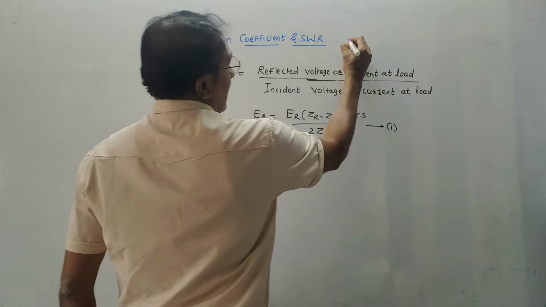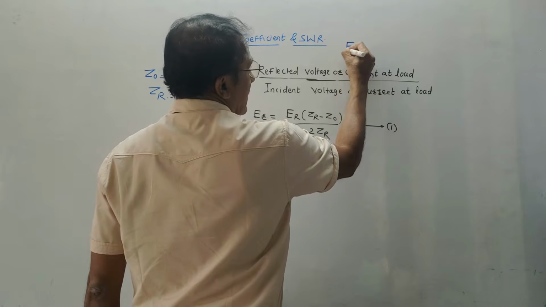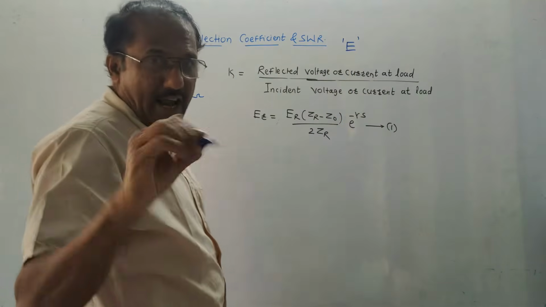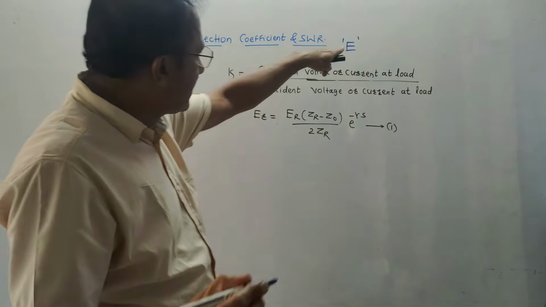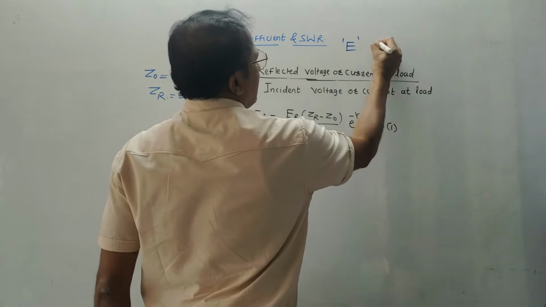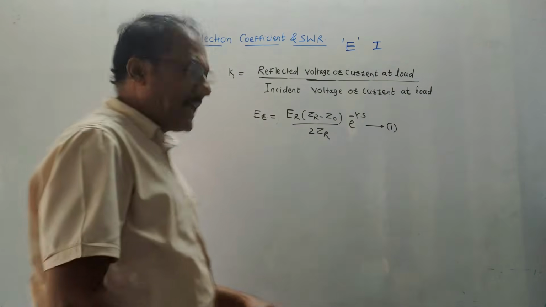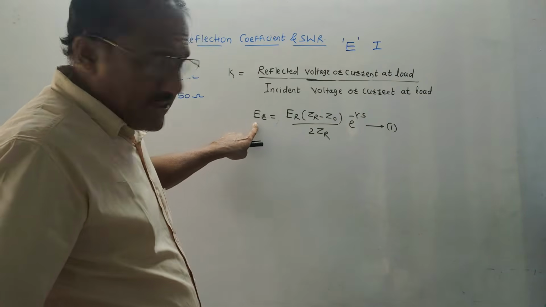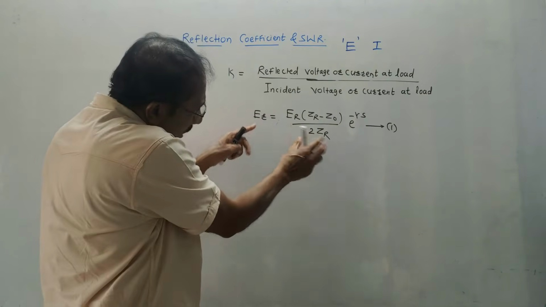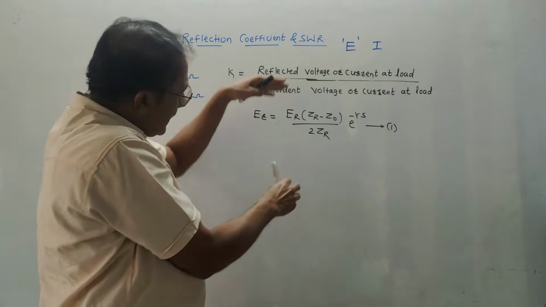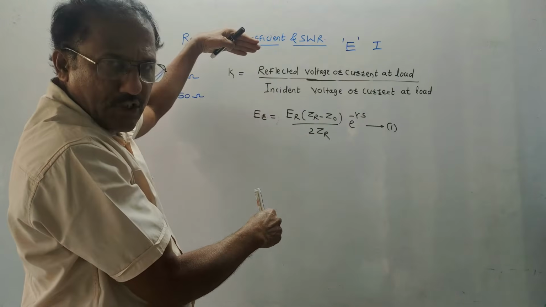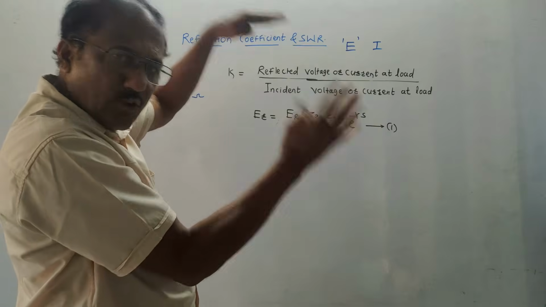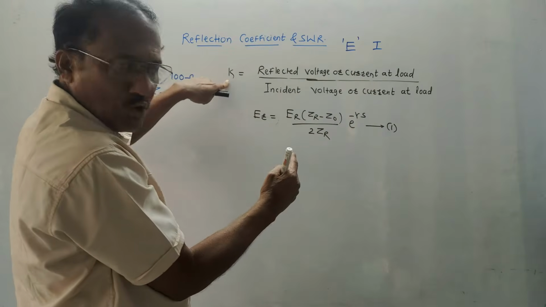Keep in mind, in case of transmission line, voltage is denoted by E and not by the letter V, whereas current is denoted by the normal notation, that is I. Now, the derivation starts with this equation. Actually, you don't have to derive this equation number 1. Presently we are calculating the value of reflection coefficient K.